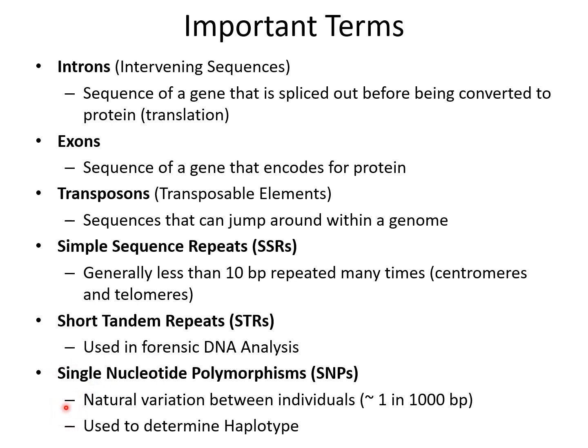One of the things that these SNPs are used for, you can use them to determine what's known as a haplotype, and that's used in genealogy, and websites like 23andMe use that to show your ancestry. People from a particular ancestry will have similar single nucleotide polymorphisms. That's one of the ways they can determine haplotypes.